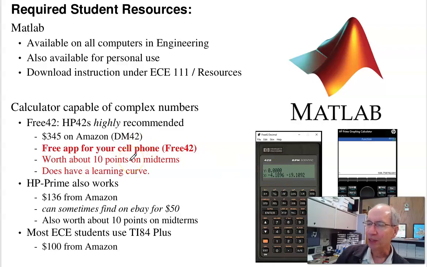If you want to have a physical calculator that's not your cell phone, there's the HP Prime. There's the DM42 from Amazon. I'd use the 42. It's a free app. It's a really good application. I've used the 42 for almost 40 years now, almost 50 years, something like that. Great calculator. Best one ever made.